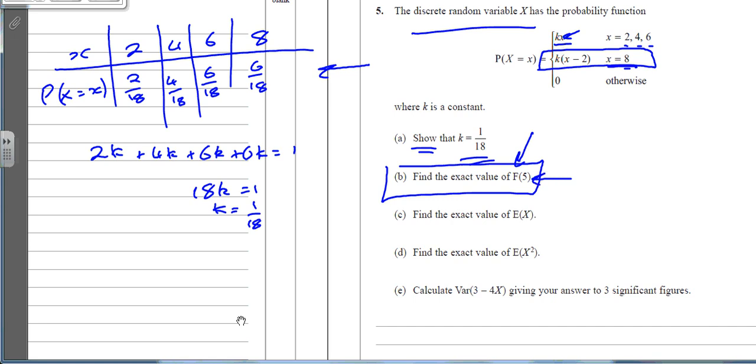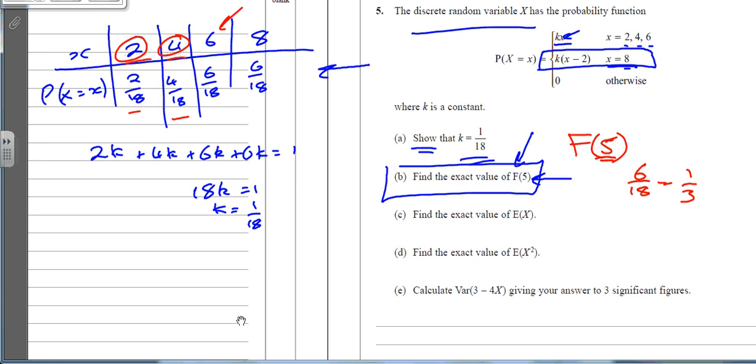So this is less than 5, this is less than 5. Our next value of x is actually more than 5, so we're not looking for that. So f of 5 means all the values up to the value of 5. It's a little bit misleading because 5 isn't actually one of our values, but that doesn't make any difference because all we're looking for is things that are less than 5. That's going to be 2 and 4, and so the probability of that is 2/18 plus 4/18, which is simply 6/18 or a third.